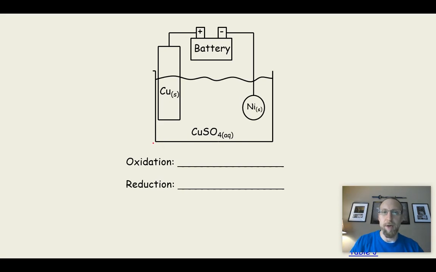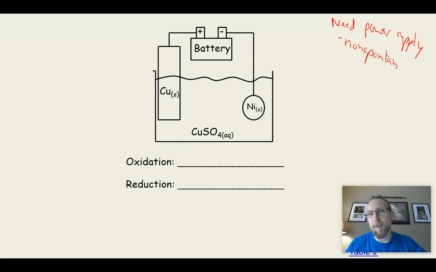We have a battery. So that's our power supply. So these we're always going to need a power supply. Right? Why do we need a power supply? Because it's non-spontaneous. It doesn't happen by itself. So we need something to get it going. So these are always going to have some outside power supply. In this case, it's our battery, and you're going to see that plugged in there.